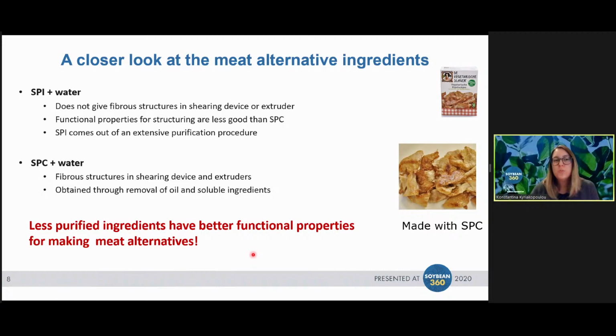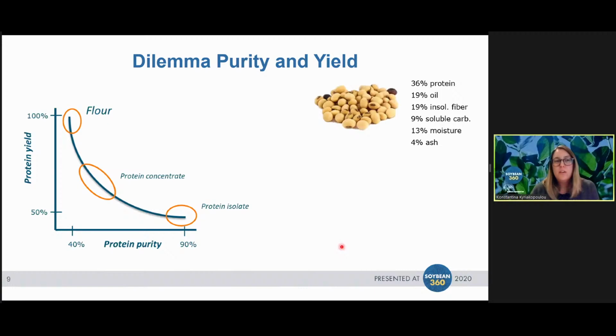If we now look at how the fractionation process goes and compare the protein yield and the protein purity, we start from soybean, with a relatively high protein content for a bean, but try to make it even more enriched in protein just by milling or defatting. We get defatted soy flour, which already on its own has a protein purity of around 40%.